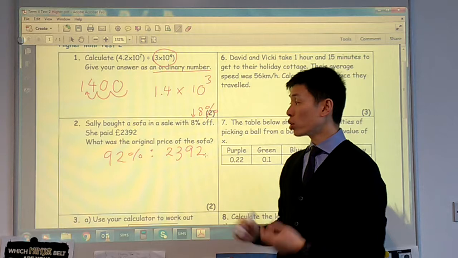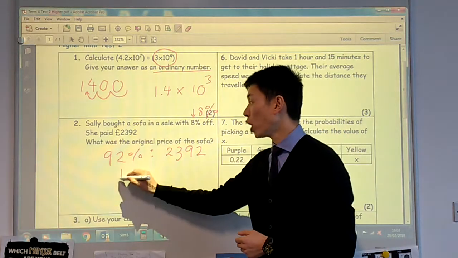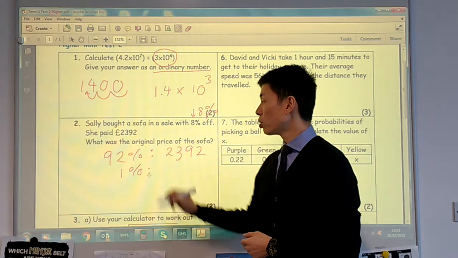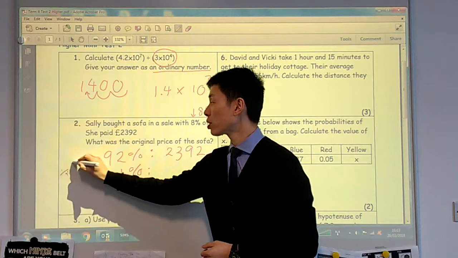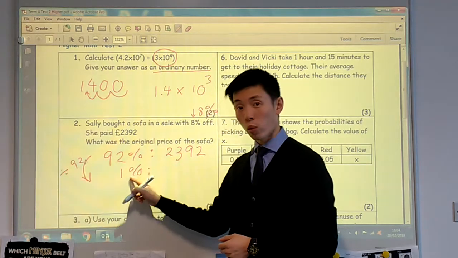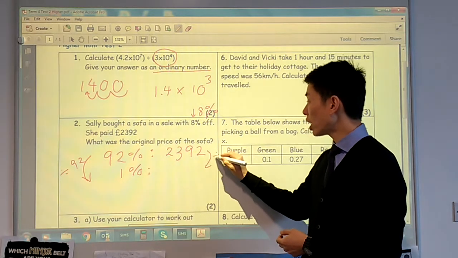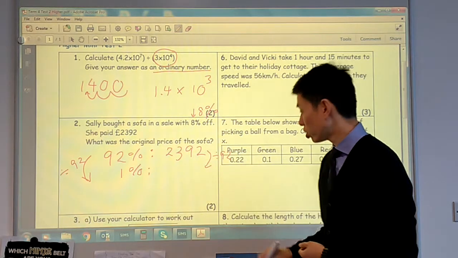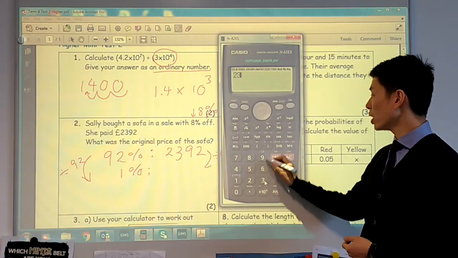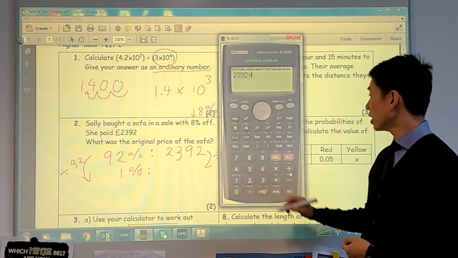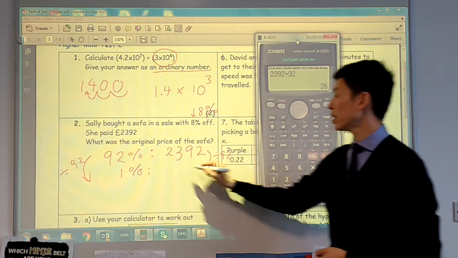So what do we do now? We find, using what we call a unitary method, what 1% is worth. So to get 1% from 92, you will divide by itself, because 92 divided by 92 is 1. So what you do to one side, you must scale down. So divide that by 92 as well. And so now that's when we bring our calculator back up. So 2,392 divided by 92. And that comes to 26 exactly.